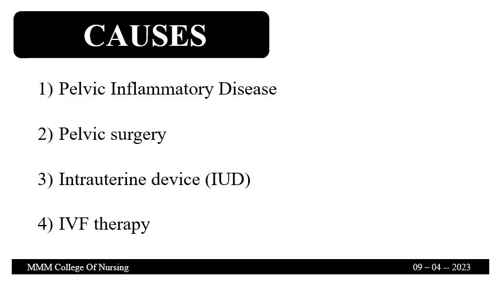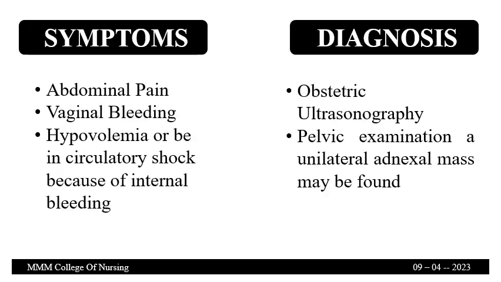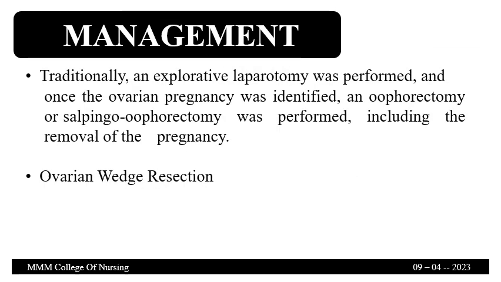Causes are pelvic inflammatory disease, pelvic surgery, intrauterine device, and in vitro fertilization therapy. Symptoms: abdominal pain, vaginal bleeding, hypovolemia, or circulatory shock because of internal bleeding. Diagnosis: obstetric ultrasonography, pelvic examination; a unilateral adnexal mass may be found. Management: traditionally an exploratory laparotomy was performed, and once the ovarian pregnancy was identified, an oophorectomy or salpingo-oophorectomy was performed, including the removal of the pregnancy, or ovarian wedge resection can be done.